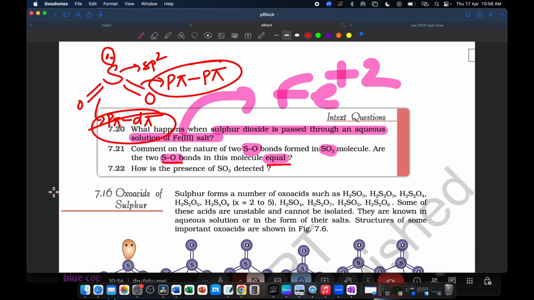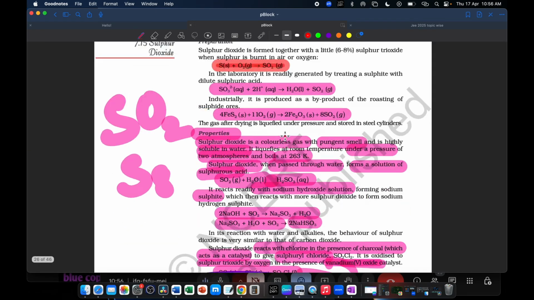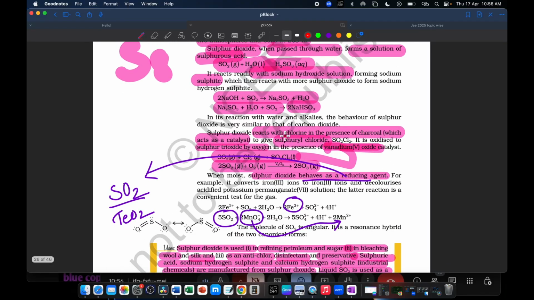How is the presence of SO2 detected? The presence of SO2 is detected by passing it through iodine solution or potassium permanganate.